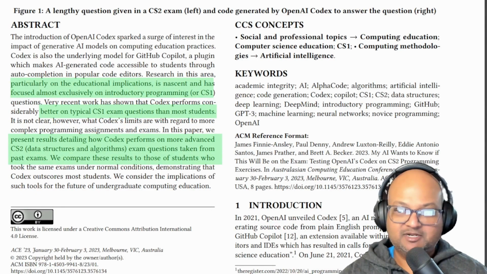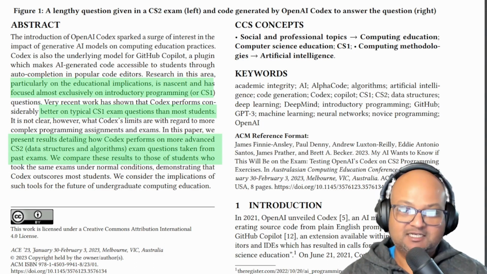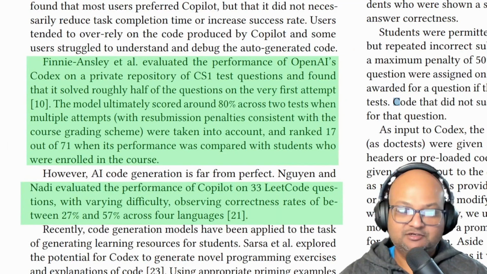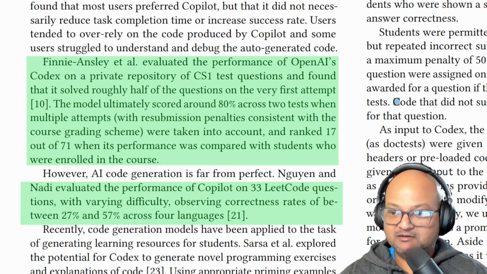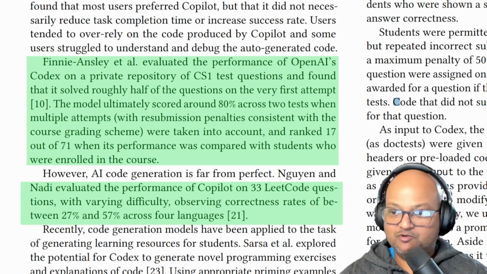The setup is pretty simple. They take questions from previous CS2 exams and give it to Codex to solve, just the plain English language questions. And just to recap, what they found previously with CS1 was that Codex scored about 80% on the two tests that it was given and landed in the top quartile of the class. So that was pretty good.